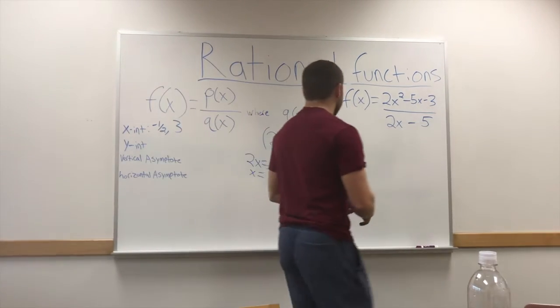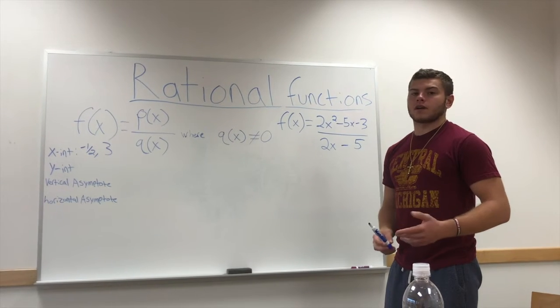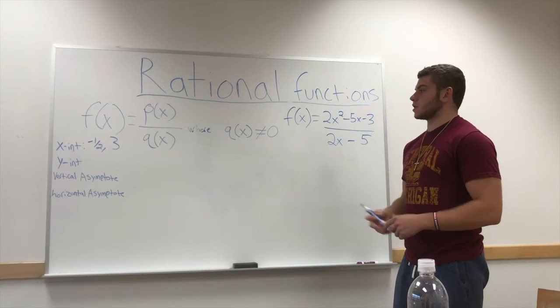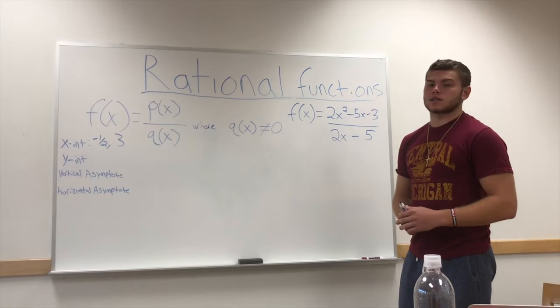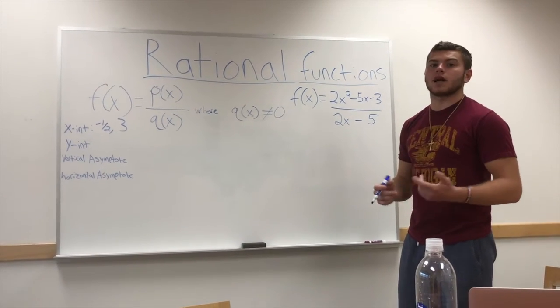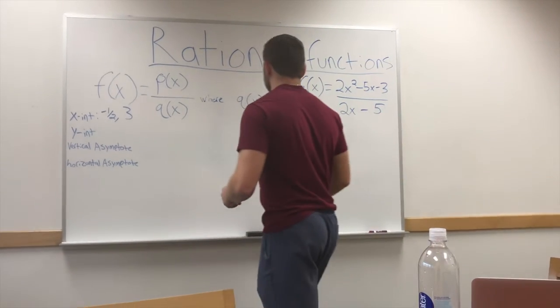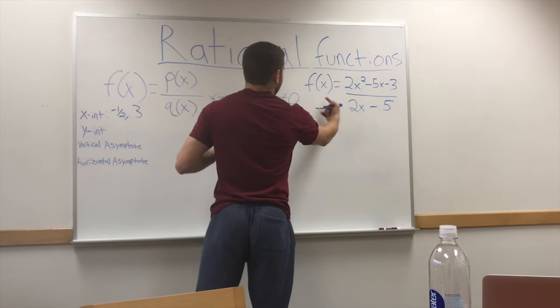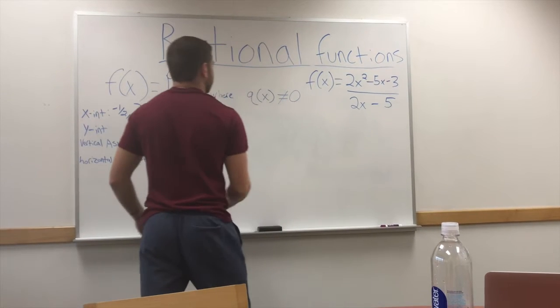Now let's move on to the y. Now how do we find our y-intercept? Simple, we're just going to do the opposite of what we did to find our x. Instead of putting y equal to 0, we're going to put x equal to 0. So, when x equals 0, what's the y going to be?